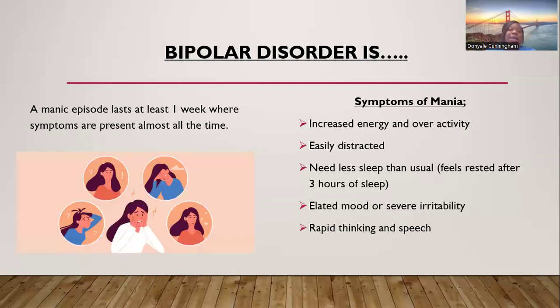And so bipolar is a manic episode lasting at least 1 week where symptoms are present almost all the time. So some symptoms of mania can be increased energy and overactivity, easily distracted, needing less sleep than usual, so feeling rested after 3 hours of sleep, elated mood or severe irritability, and rapid thinking and speech. And so bipolar disorders involve periods of both depression, entailing all of the symptoms that we just went over, as well as mania, and will cycle between the two.